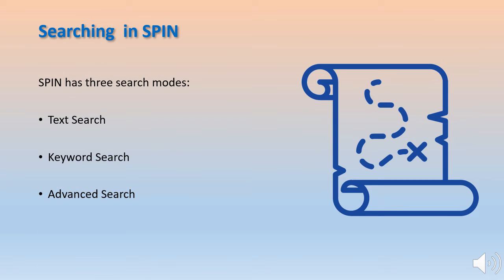SPIN has 3 search modes: text search, keyword search, and advanced search. Each mode operates independent of the others. Any search preferences, for example, citizenship, sponsor type, or activity location, apply to all 3 modes.